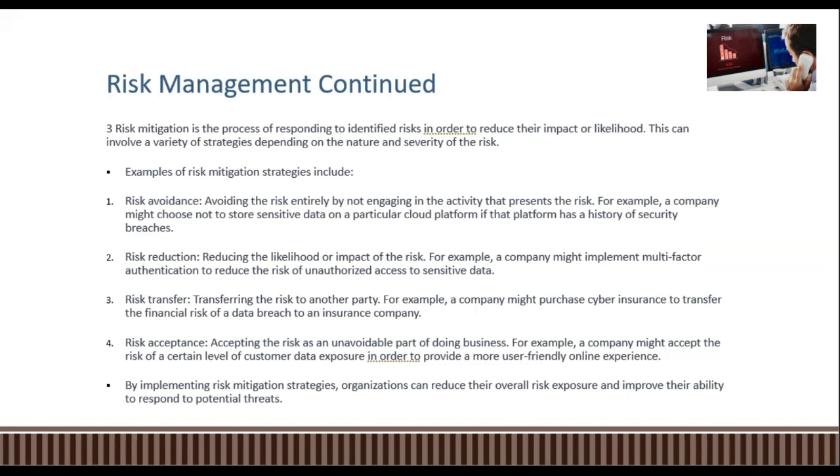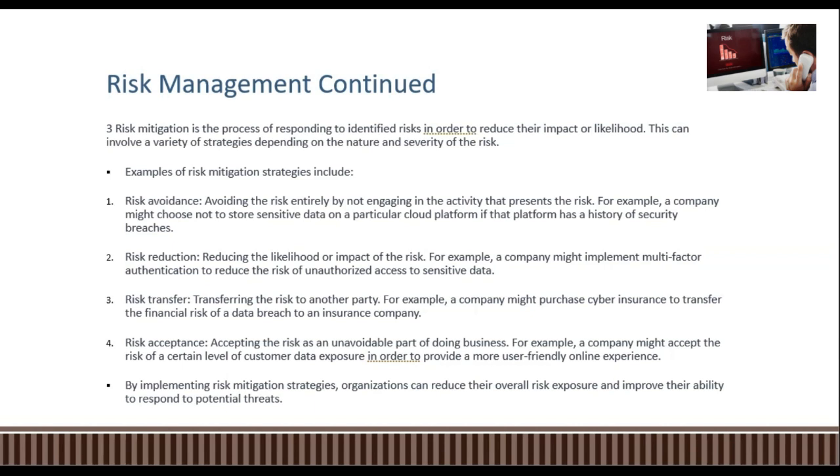Second is risk reduction, reducing the likelihood or impact of a risk. For example, a company might implement multi-factor authentication to reduce the risk of unauthorized access to sensitive data. Third, risk transfer, transferring the risk to another party. For example, a company might purchase cyber insurance to transfer the financial risk of a data breach to an insurance company.